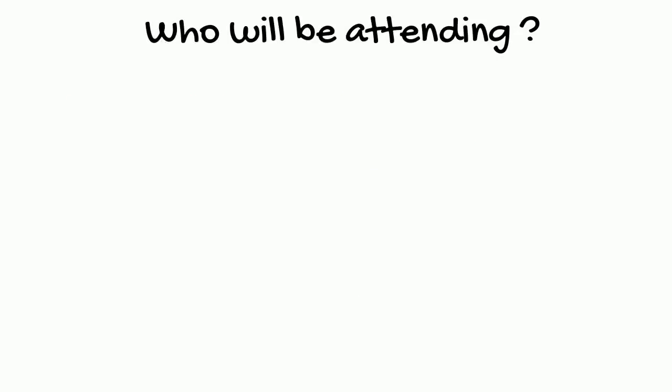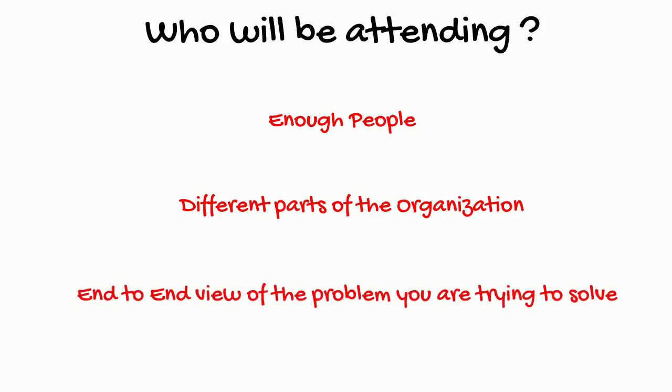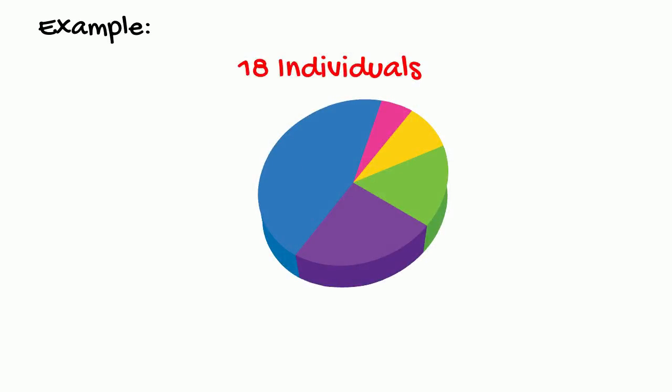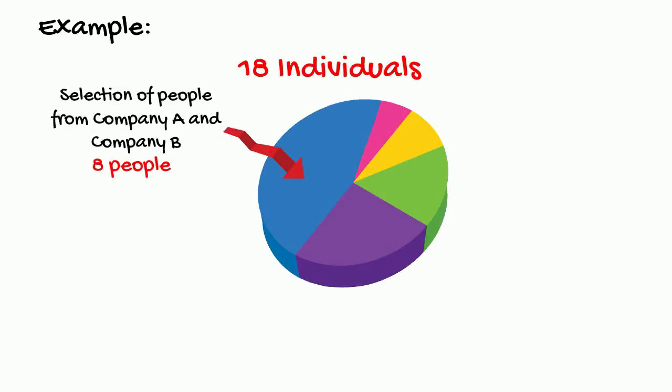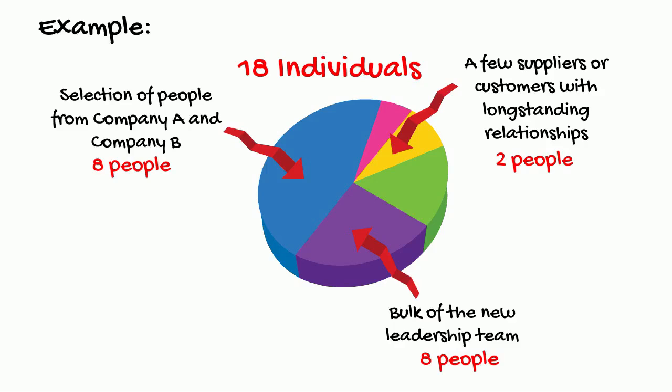The final part of step 1 is to decide who will be attending the meeting. It is essential to choose enough people from different parts of the organisation to provide an end-to-end view of the problem you are trying to solve. In the example, the new leader invites a selection of 18 individuals from each former organisation, the bulk of the new leadership team, and perhaps a few suppliers or customers who have long-standing relationships with each of the old companies.